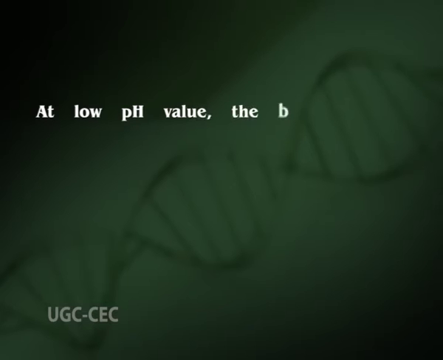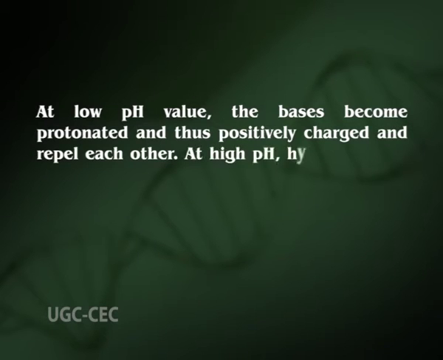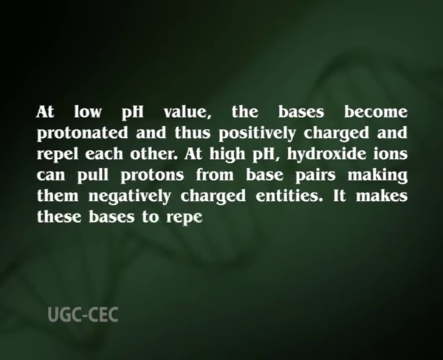At low pH value, the bases become protonated and thus positively charged and repel each other. At high pH, ions can pull protons from base pairs, making them negatively charged entities. It makes these bases repel each other, resulting in separation. Chemicals that can cause denaturation in DNA are called denaturants.